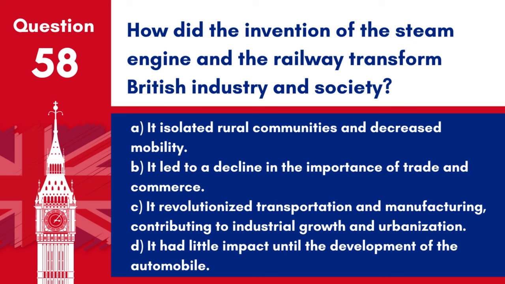Question 58. How did the invention of the steam engine and the railway transform British industry and society? A. It isolated rural communities and decreased mobility. B. It led to a decline in the importance of trade and commerce. C. It revolutionized transportation and manufacturing, contributing to industrial growth and urbanization. D. It had little impact until the development of the automobile.